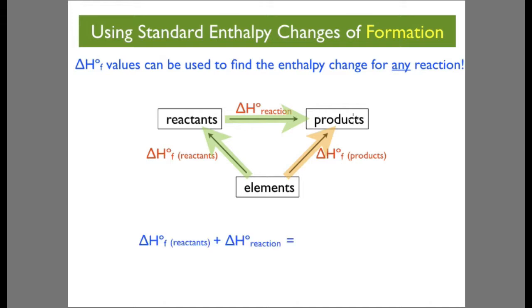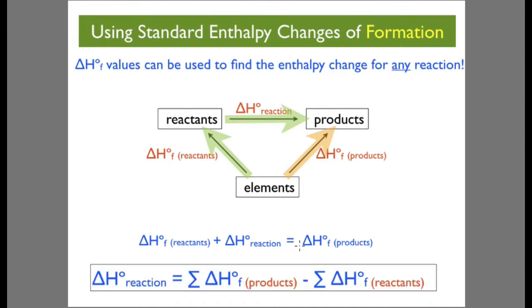So the standard enthalpy change of formation of reactants plus the standard enthalpy change of the reaction is going to equal the standard enthalpy change of formation of the products. And so from this we can conclude that the standard enthalpy change of reaction is equal to the sum of the standard enthalpy change of formation of the products minus the sum of the standard enthalpy change of formation of the reactants.